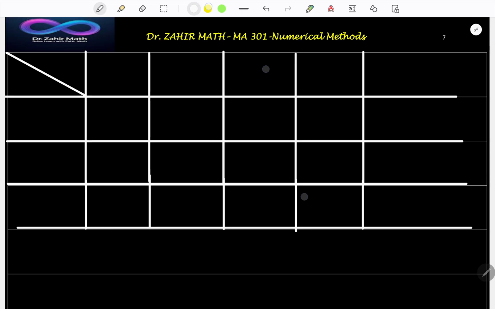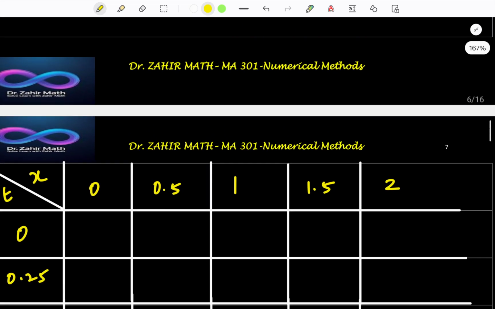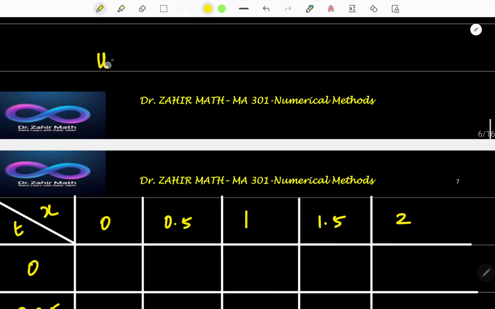Right, the table is created. Now I'm going to put the x value and t value here. X values are 0, 0.5, 1, 1.5 and 2, and t values are 0, 0.25 and 0.5. It is 2 time steps, which is 2 jumps. Now let's go for the boundary conditions. The boundary condition is given: u(0, t) is equal to 0 and u(2, t) is equal to 0.